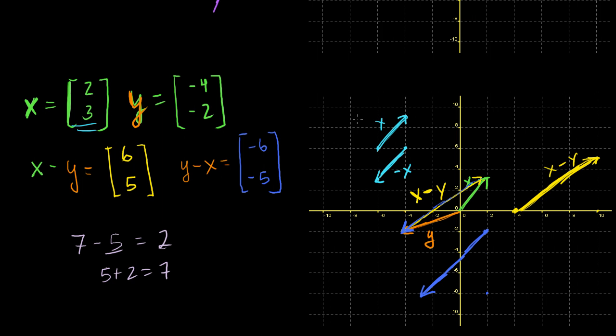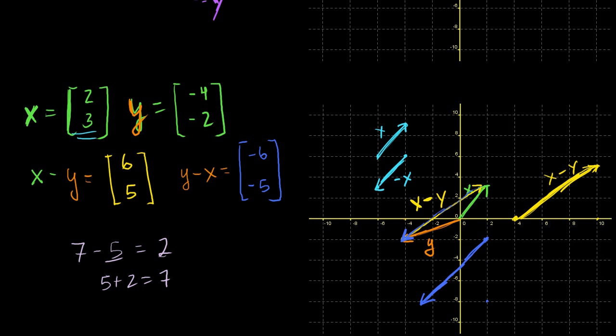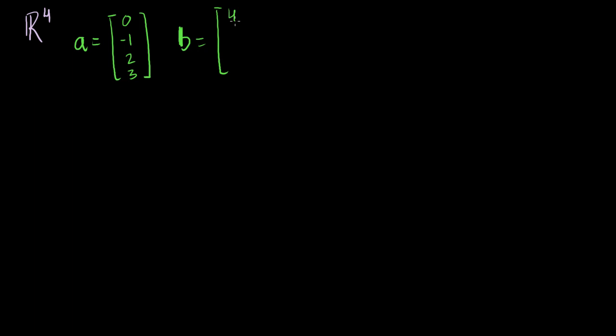Now, just to finish up this idea of adding and subtracting vectors, everything I did so far was in R2, but I want to show you that we can generalize them, and we can even generalize them to vector spaces that aren't normally intuitive for us to actually visualize. So let me define a couple of vectors. Let me define vector A to be equal to 0, minus 1, 2, and 3. Let me define vector B to be equal to 4, minus 2, 0, 5.